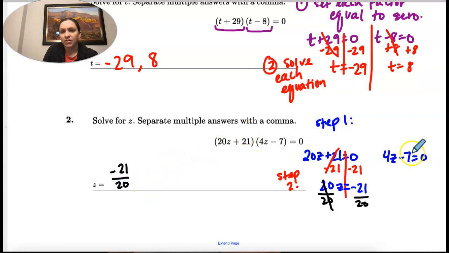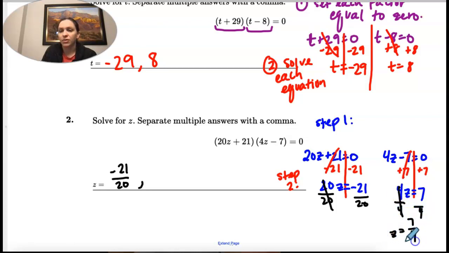And then I have another equation, so I'm going to put a comma and solve this one. So same thing, start with the add or subtract. So minus 7 goes to plus 7 on both sides. I get a 0. And then I still have 4z equals 0 plus 7 is 7. Next step is get rid of this 4. So I'm going to divide both sides by 4. And z equals 7 over 4.